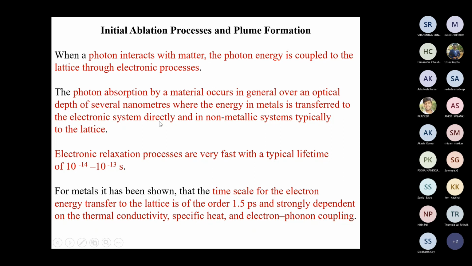So there is a transfer of energy, and it happens in an optical depth of several nanometers, where the energy in a metal is transferred to the electronic system directly, unlike in a non-metallic system. Electronic relaxation processes are very fast, typically with a lifetime of 10 to the power minus 14 to 10 to the power minus 13 seconds. Next, a schematic cartoon is shown so this process will be clear to you.